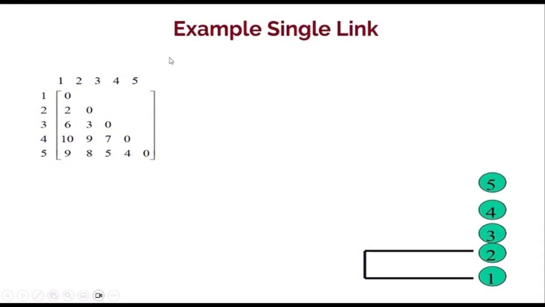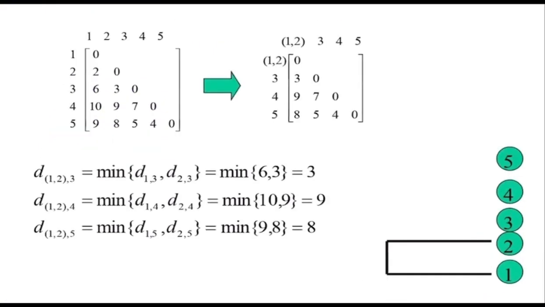Now, if you take a look at this right now, apart from this one, this one is the smallest, which is the distance between 2 and 1. And that is why we first connect 1 and 2. Now, after connecting 1 and 2, we've already secured that.